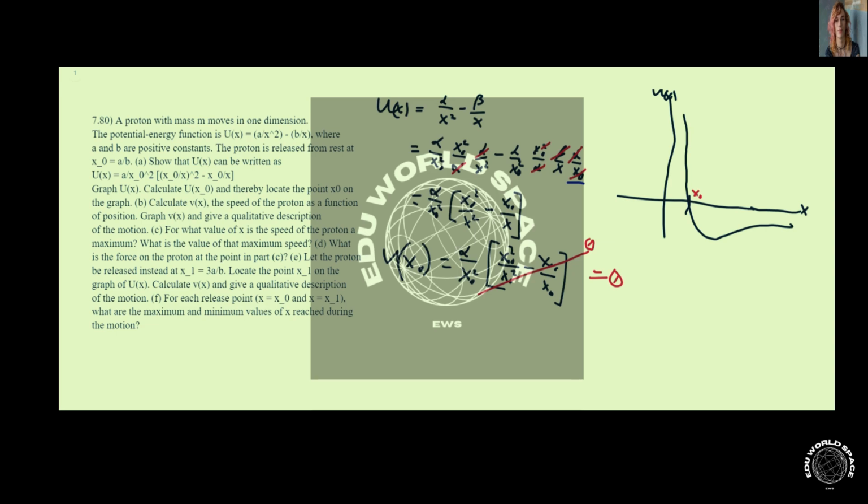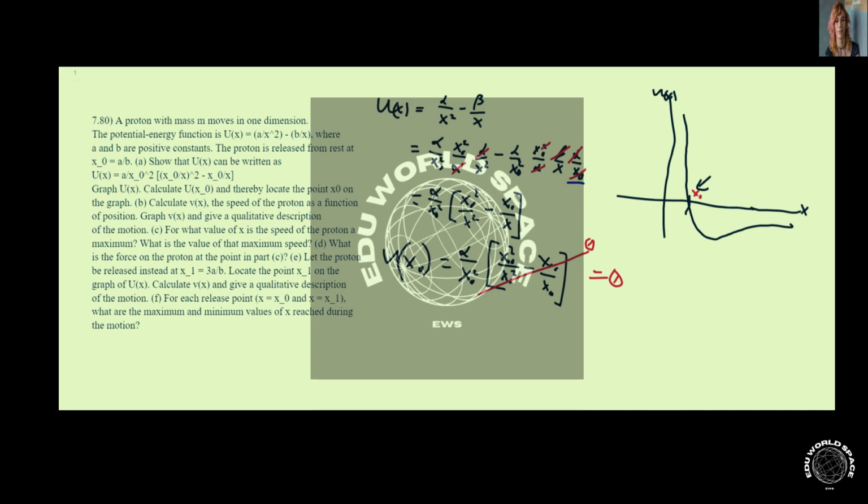Okay. B, calculate Vx, the speed of the proton as a function of position. Okay, so since x sub 0 is where the proton is released from rest right here, that means that at that point we have zero kinetic energy, zero potential energy, and then we're supposed to calculate v of x, the function of x for velocity, and then we're supposed to calculate what happens for the velocity throughout this motion.